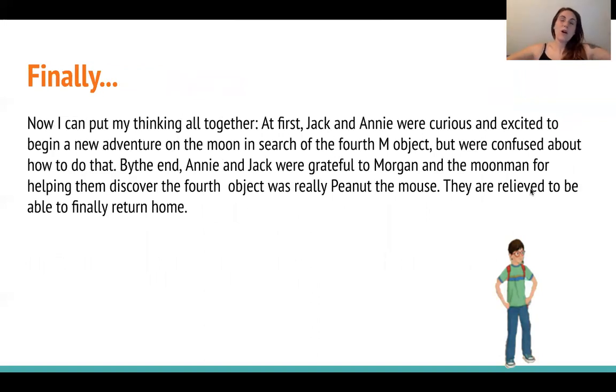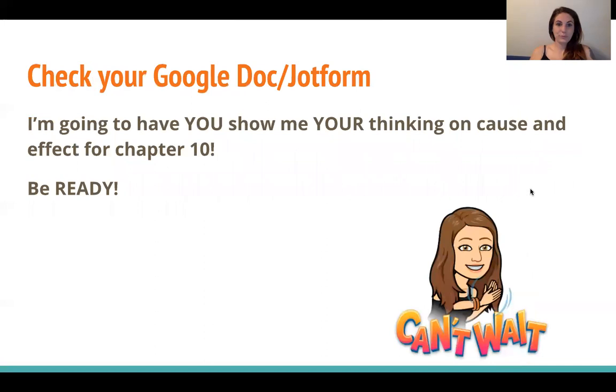So now I'm going to put all of those thoughts together. At first, Jack and Annie were curious and excited to begin a new adventure on the moon in search of the fourth M object, but they were confused about how to do that. By the end of the story, Annie and Jack were grateful to Morgan and the Moon Man for helping them discover the fourth M object was really Peanut the mouse. And they're also relieved to be going home.